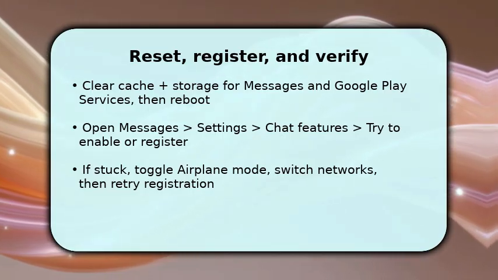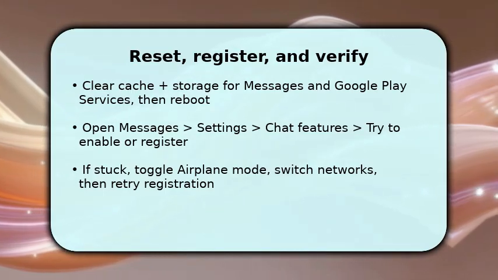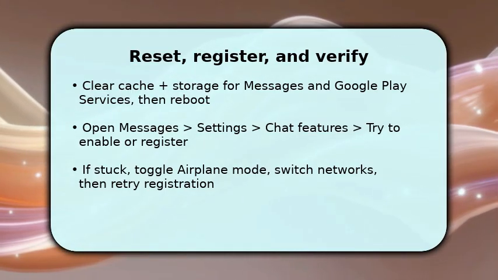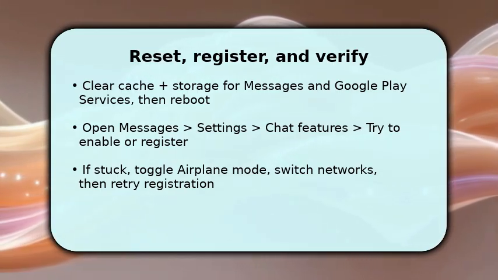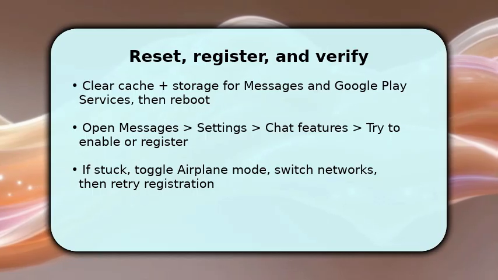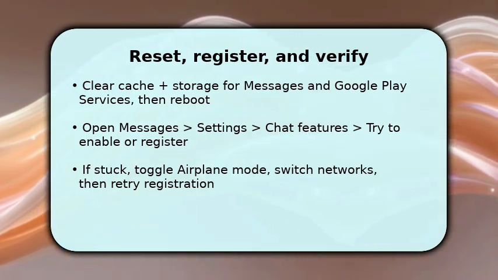Next, open Messages, go to Settings, Chat Features, and attempt to enable RCS. This forces registration with your carrier or Google. If the status stalls, toggle airplane mode for 10 seconds, switch between Wi-Fi and LTE, and try again to change the network path for provisioning.